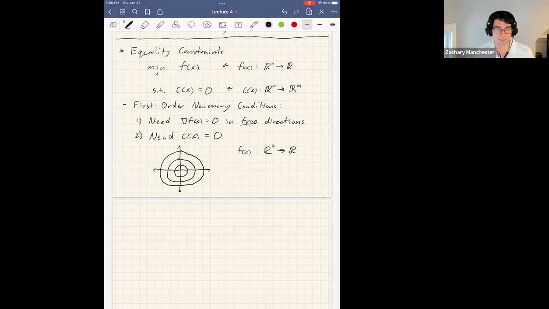And then similarly, C of x is also going to be a one-dimensional constraint. So I can't really do anything else here and have it have any free directions left, right? Okay, so these guys are level curves of f. And then let's draw the constraint surface, C of x equals 0. Let me draw that over here.